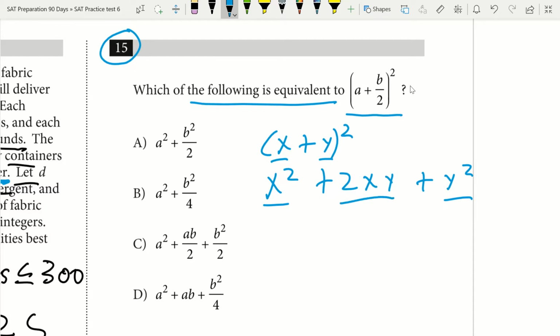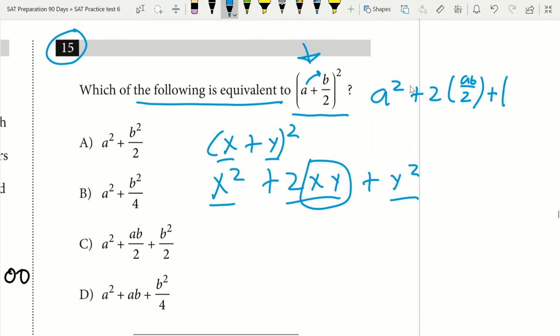So let's go ahead and apply that rule of the sum of perfect squares to this equation up top, (a plus b over 2) squared. We know we're going to get a squared, and then the a gets multiplied by the b term, giving us plus 2, because we have 2xy right here. Our xy term in this case would be a times b over 2. And then we would have plus b over 2, and that whole thing has to get squared.